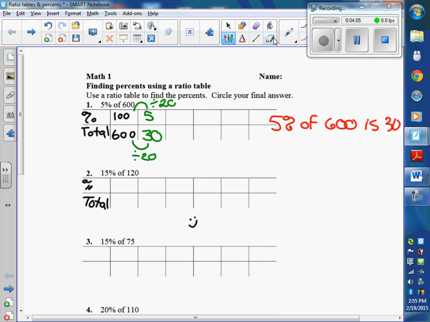You want to do a different way? What else could you do? So I divided by 10 first. Okay. You get 60, and then you can just divide by 2.